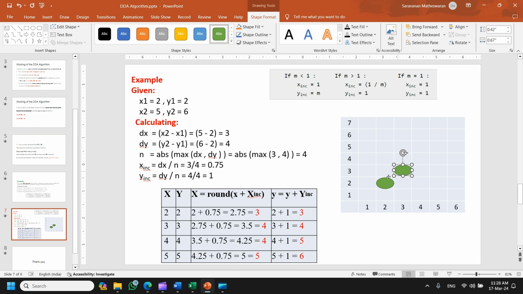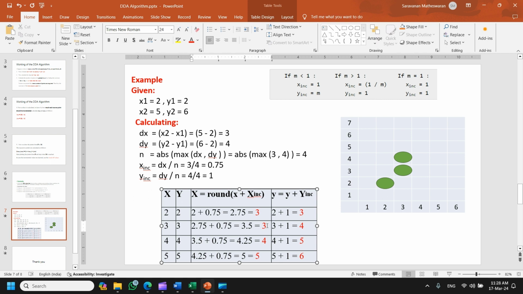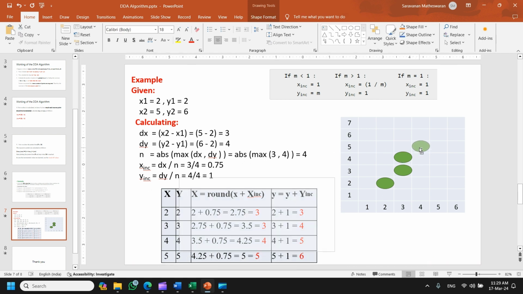Next value: here you take the second point as 3 comma 4. 3 comma 4 needs to be selected. Suppose first 3 comma 3 is selected. The second coordinate you have to place is 3 comma 4. 3 comma 4 means here, because 3.5 is there. 3.5 you can make either 3 or 4. First I consider 3 only, because some difference needs to be shown on the graph. So 3 comma 4. Next point is 4 comma 5. 4 comma 5 is here.